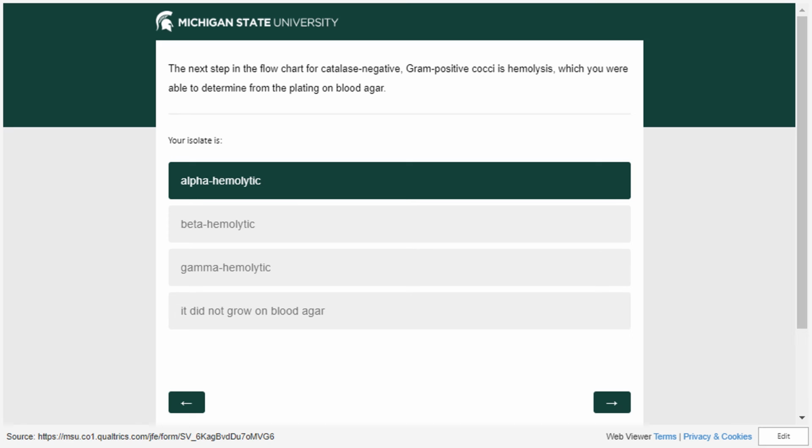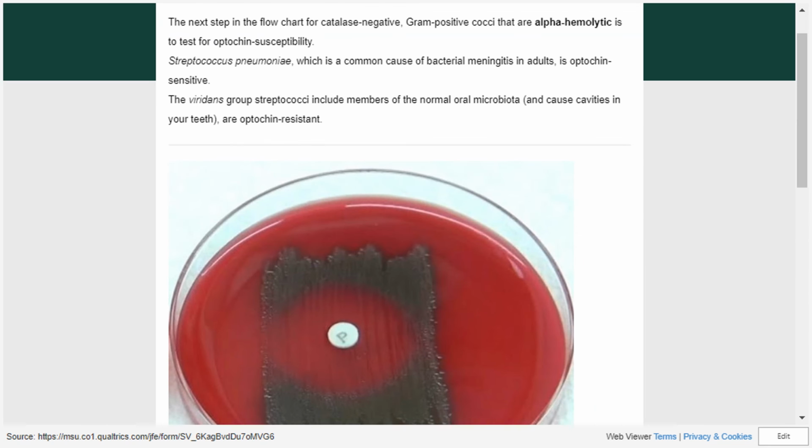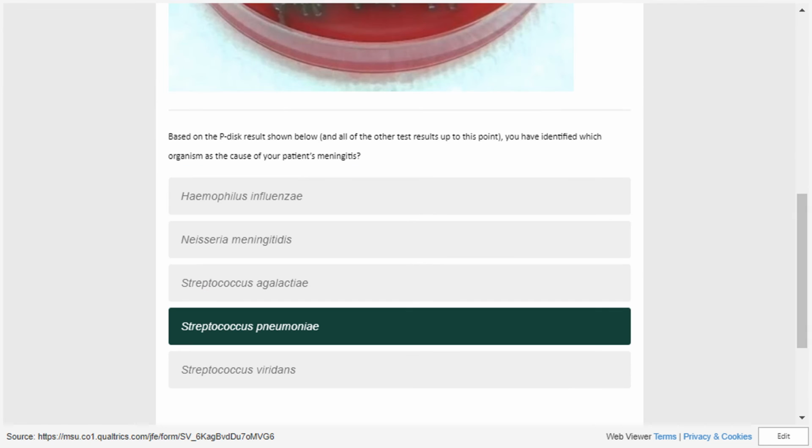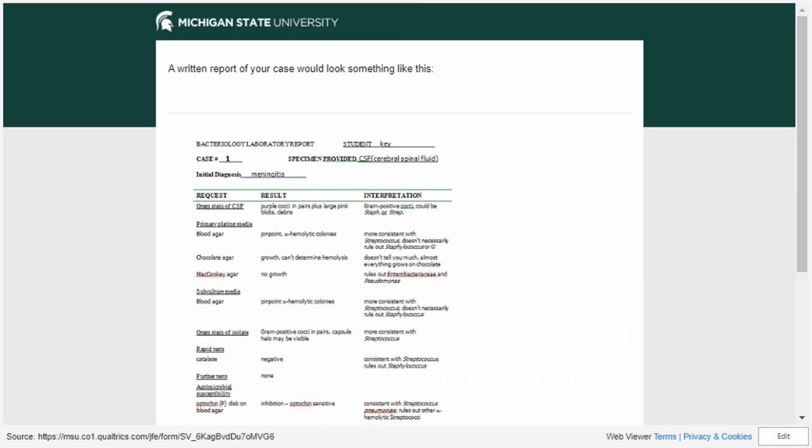The next step in the flowchart is to look at hemolysis. We already know they're alpha. And then the last step is optochin sensitivity. If it's sensitive, then it's going to be Streptococcus pneumoniae, and it is sensitive. So they pick that. This shows what a written report looks like.